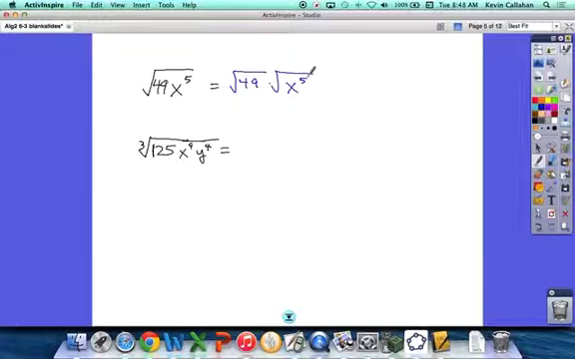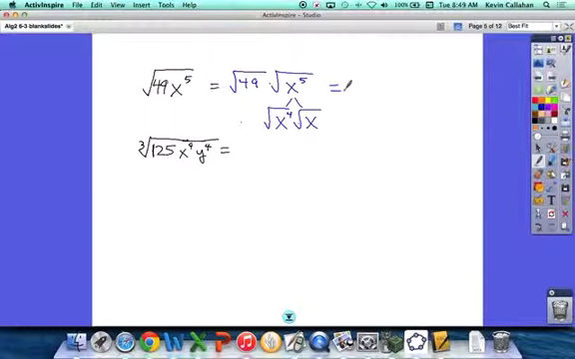Now the square root of x to the 5th, will I be able to take all the x's out? I mean, 5 divided by 2, does it go evenly? No. So what's the next lower number than 5 which is divisible by 2? 4. So let's break this up into x to the 4th times x. So this will be the square root of x to the 4th and the square root of x.